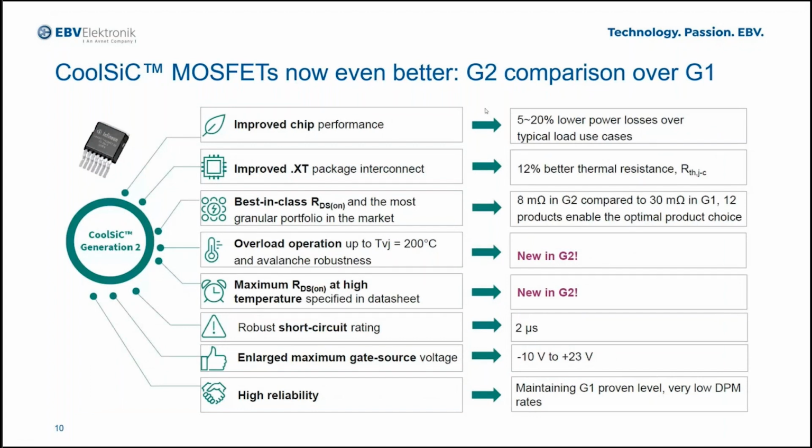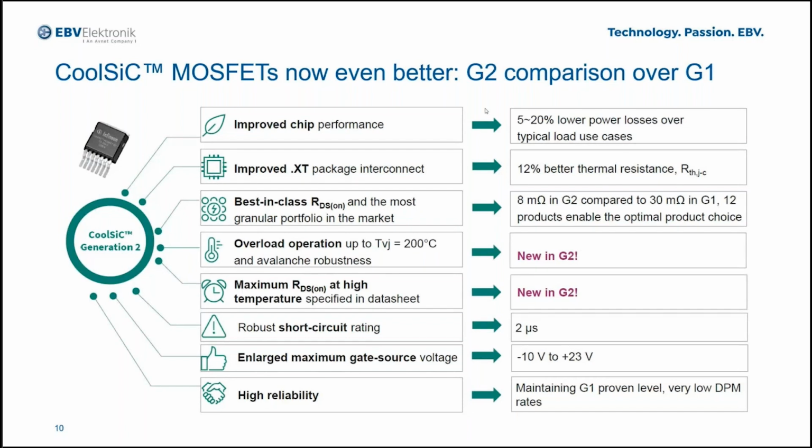especially for motor control, there are a few improvements which make Gen 2 silicon carbide technology from Infineon really state of the art. Besides the improved chip performance, of course, over generation 1, there is an improved interconnect inside the package, which is valid for many device classes.